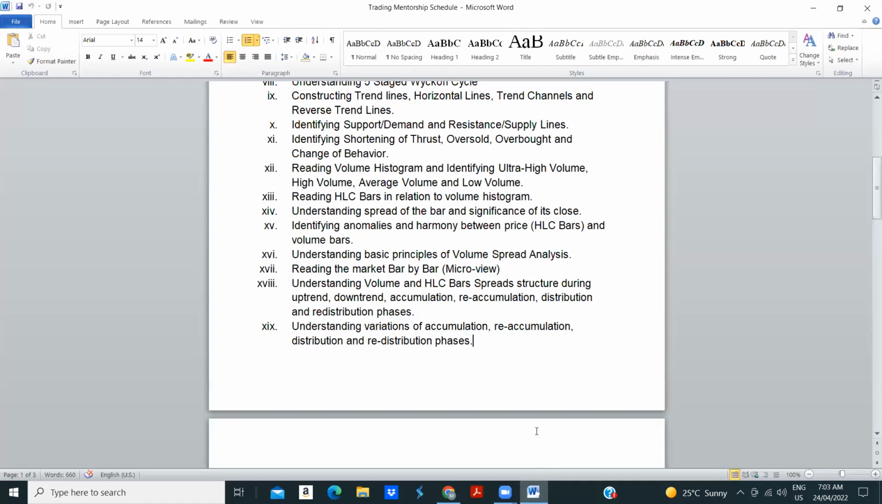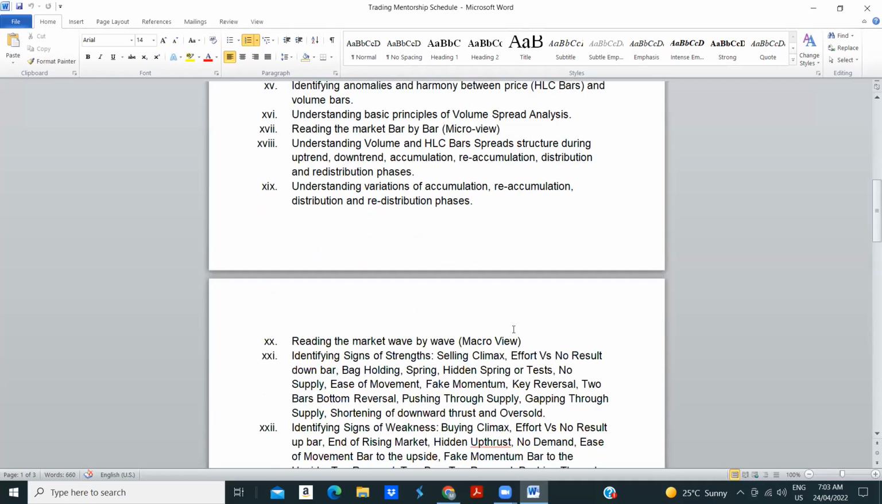All right, now we are done with this. Understanding the variations of accumulation, reaccumulation, redistribution, distribution. Okay.